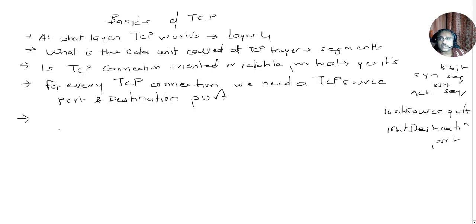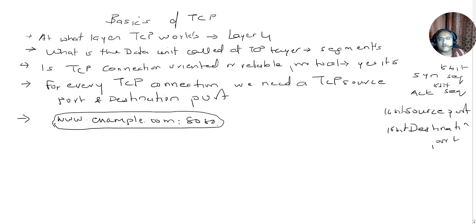So whenever a user wants to connect to, for example, www.example.com, he will have to connect to www.example.com colon 8080. Let me write it down: example.com colon 8080. This is what you call a URL. It has a port number 8080 along with www.example.com.